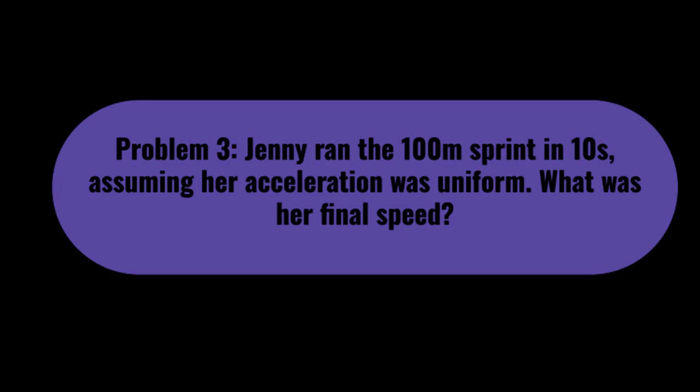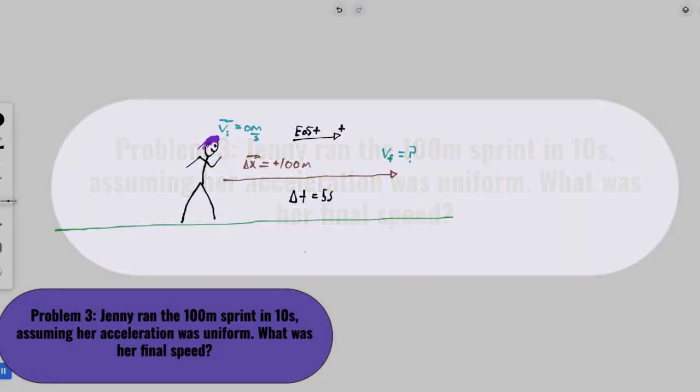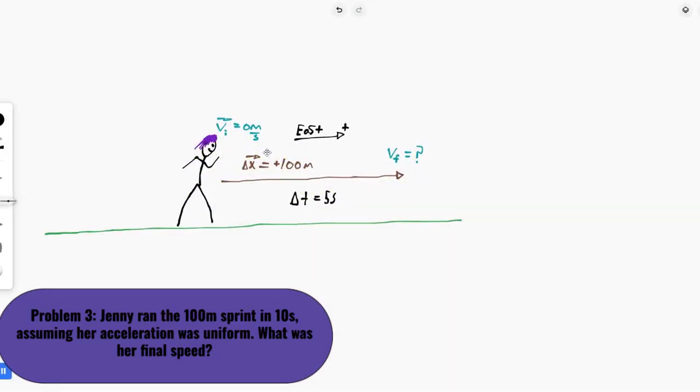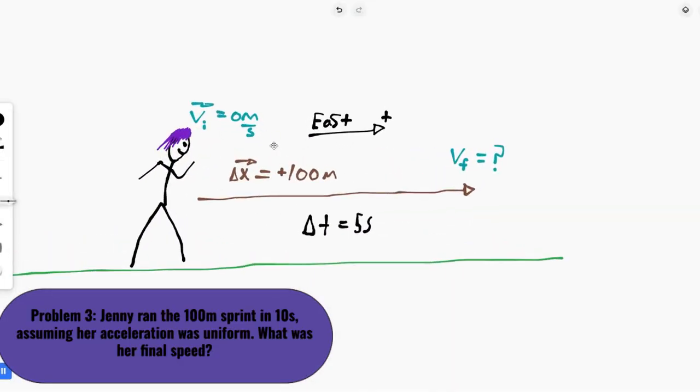Problem 3. Jenny ran the 100-meter sprint in 10 seconds. Assuming her acceleration was uniform, what was her final speed? Okay, so I'm going to do problem number 3 now. So I have all the unknowns and knowns written in here. So what we're trying to find is VF. So VF right there. We have time, we have displacement, we have initial velocity.